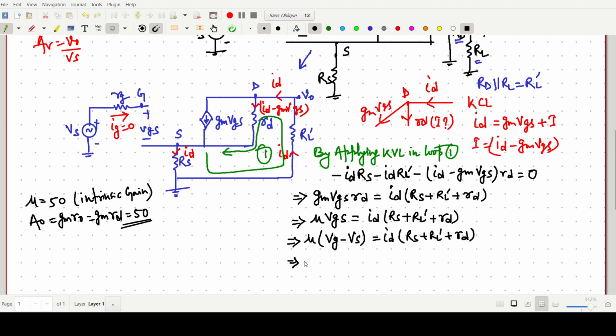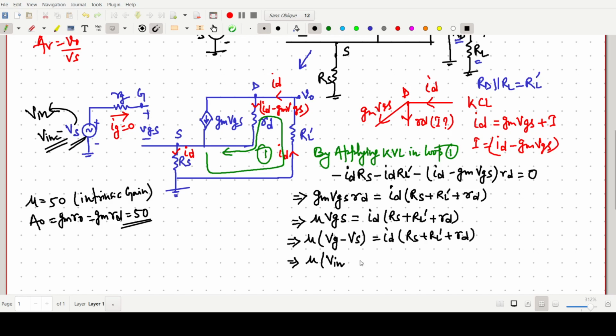Now our VG, the gate voltage, is nearly the same as the input VS, or we can write it as V in. Because I am taking VS, it is better to write V in, as an input. I have to erase this one. Better to write that VG is nothing but simply our input. Now I am writing this as V input.